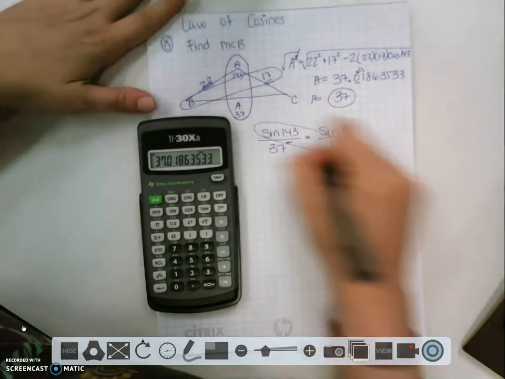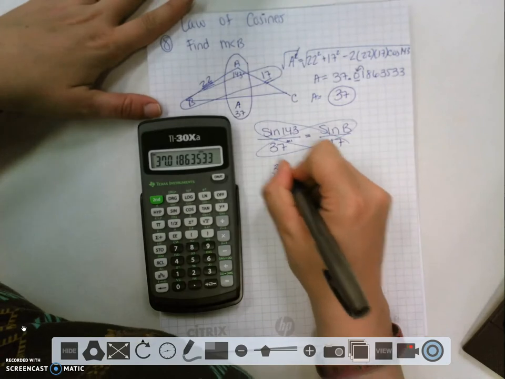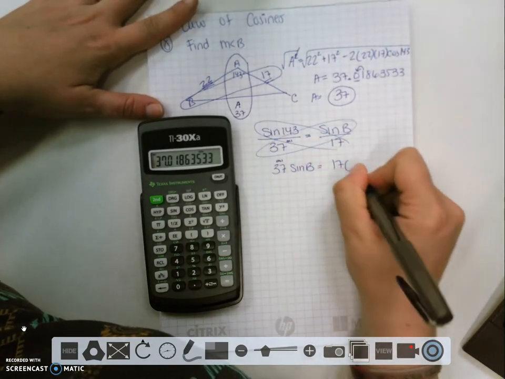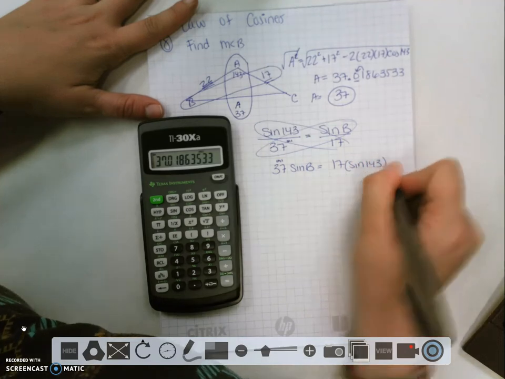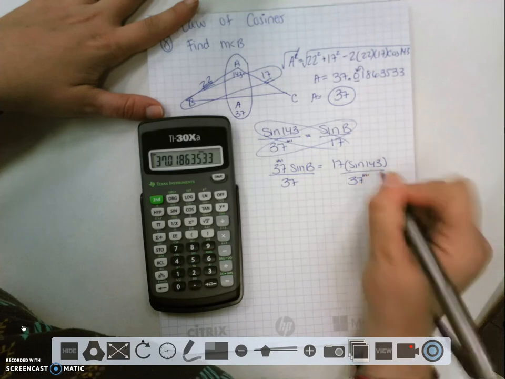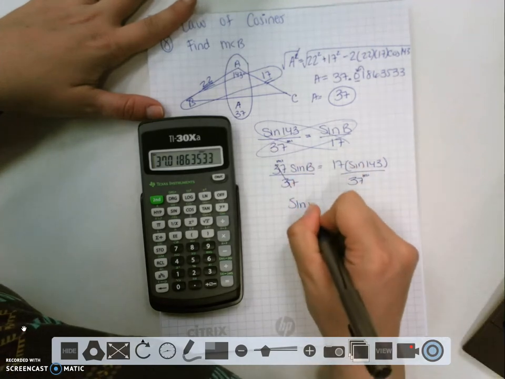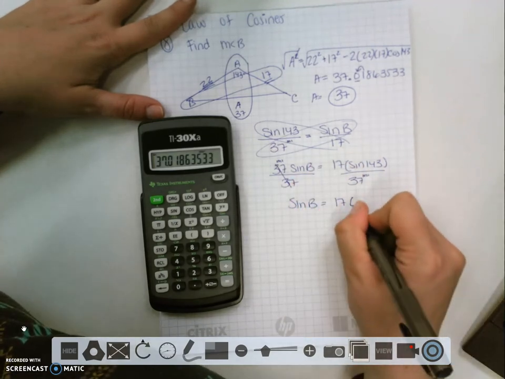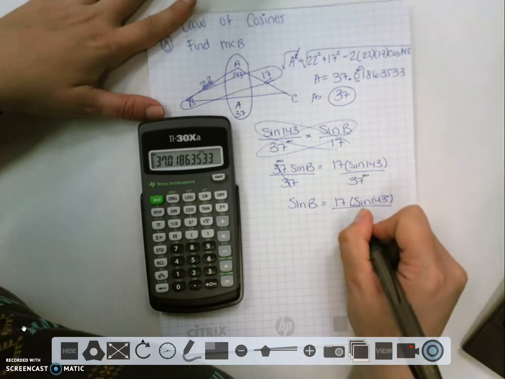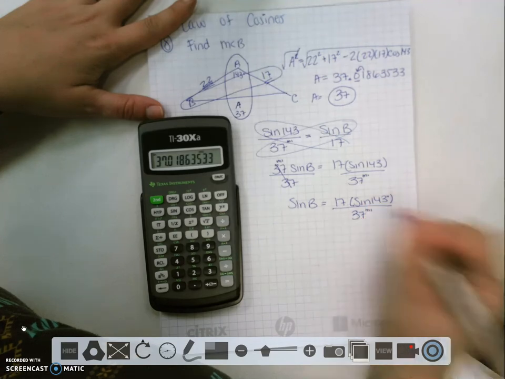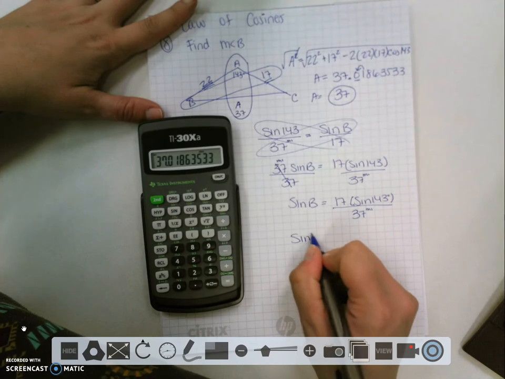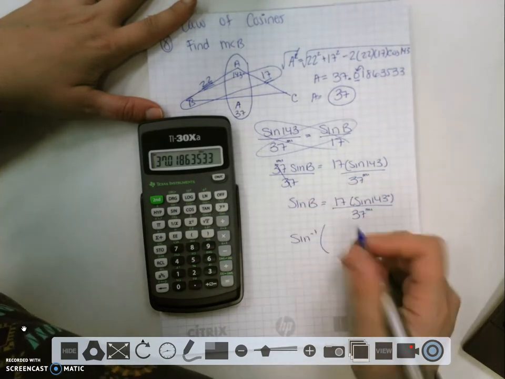Cross products and solve. 37, or your M1, times sine B equals 17 times sine 143. Divide by 37 on both sides, or your memory 1. Sine B equals 17 sine 143 all over 37, which is your memory 1. And now we do the inverse sine. So the inverse sine of all of this equals angle B.